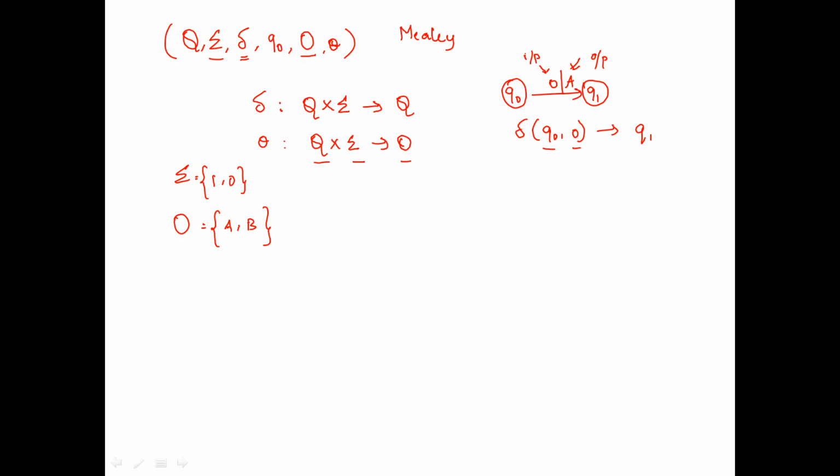Now let us see an example of a Mealey machine. We have constructed enough DFAs for the substring problem. So we will check if the given input string has the substring 101. Construct a Mealey machine to emit the symbol A if the input string has a substring 101, and if the input string does not have 101, emit the symbol B.